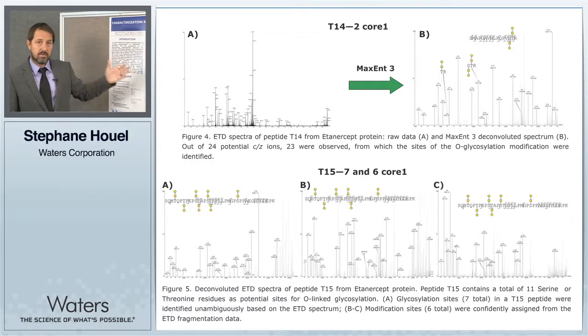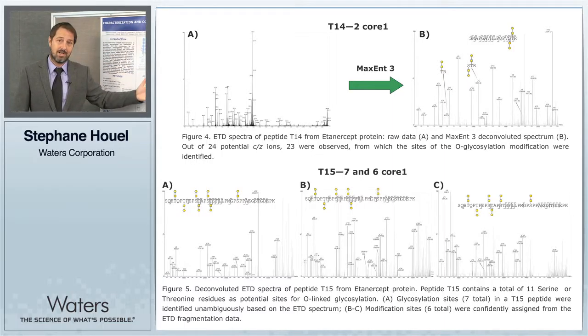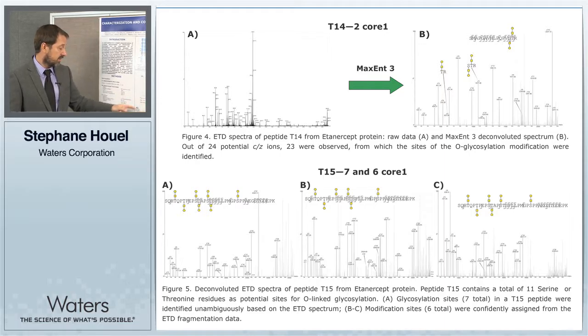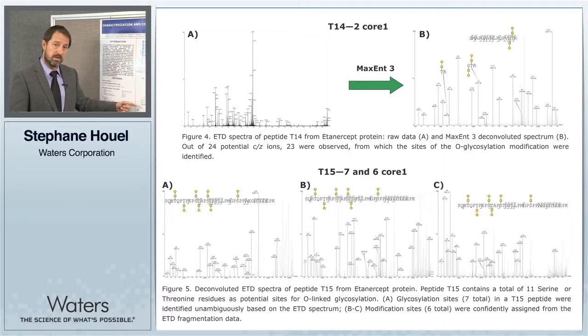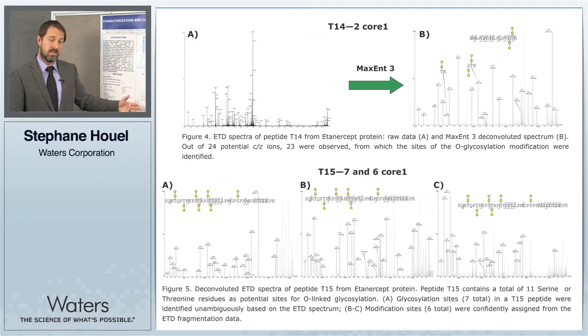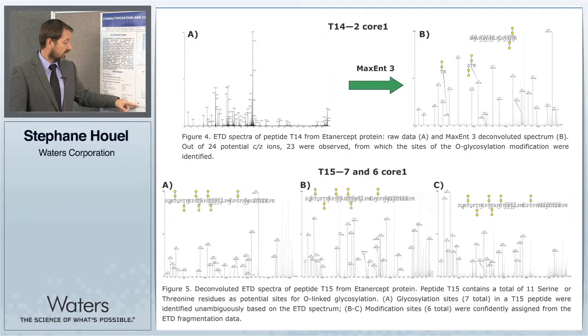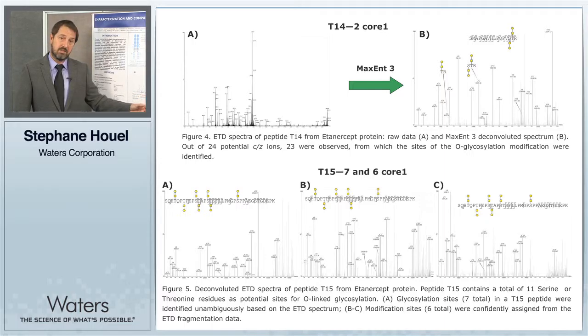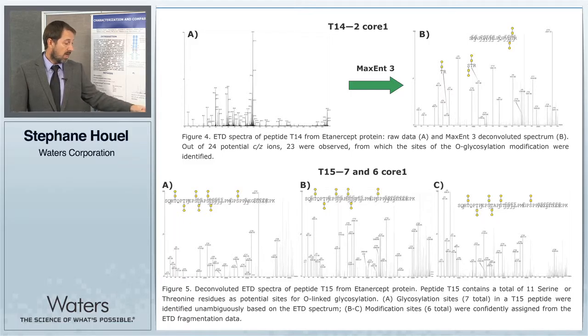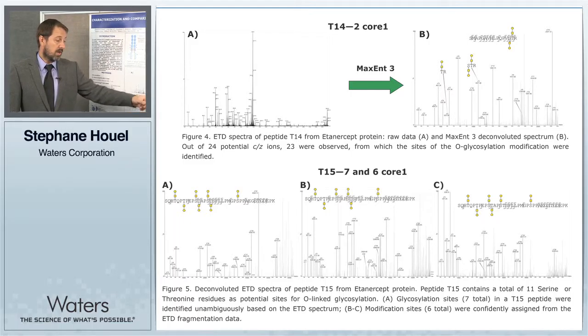Now you say, OK, that's fine when you have 2 glycosites, but what about when you have 7? This is the example with 7. Obviously, you don't have a complete coverage, but you have enough fragments that you can assign all of those sites. You have 11 serines and threonines, so you have 11 potential sites, but at the end, you are able to assign all of those sites that are occupied. Now I also show you the example of the 6 core 1 on the same T15 peptide, where these 2 peptides have different retention times. And you can see which sites are occupied and not occupied.